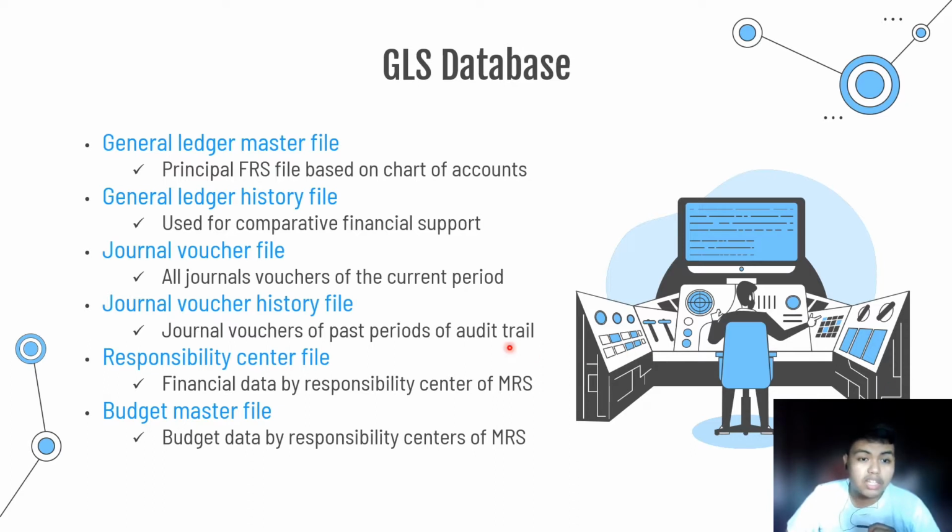Next one is the General Ledger History file. So it is used for comparative financial support. So it contains naman yung record of all General Ledger transactions and replaces traditional general journal. So in short, nandyan yung general record ng General Ledger for the past transactions. So, dyan makikita if need balikan, dyan makikita yung mga transactions na ipinost sa General Ledger sa past accounting periods.